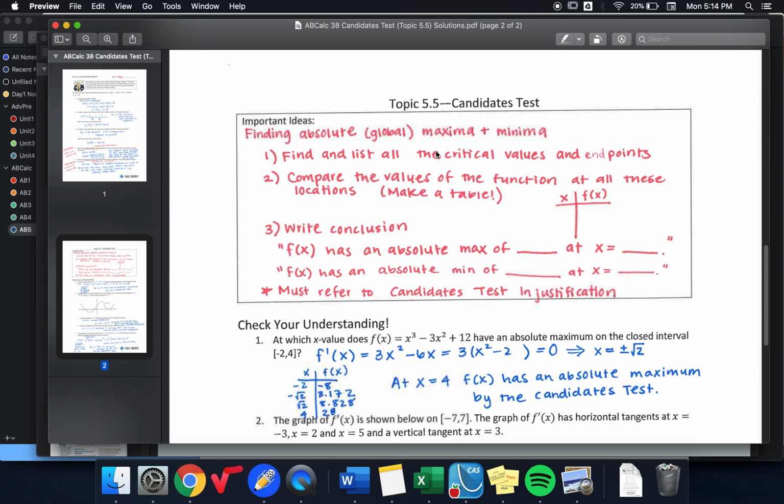I'm going to list all my critical points and my endpoints. I'm going to compare the values of the function, not the derivative. So you want to look at the function. And then you're going to write your conclusion, and you're going to say that you used the candidates test to do that. So I'm going to stop you here.